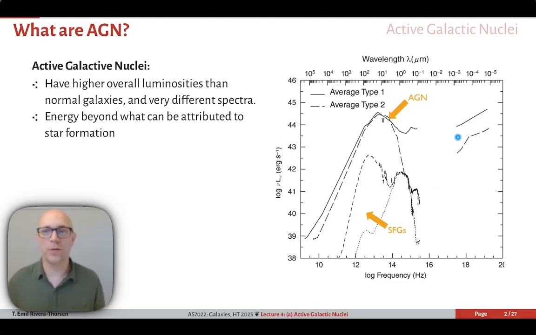Once we are out in the X-ray and gamma ray regime, we can also see that the star-forming galaxy basically emits nothing there. Star formation cannot produce energies large enough to emit X-rays and gamma rays in any measurable quantity, but AGN can. But we can also see that type 1 and type 2 AGN have quite a different output of X-rays compared to each other.